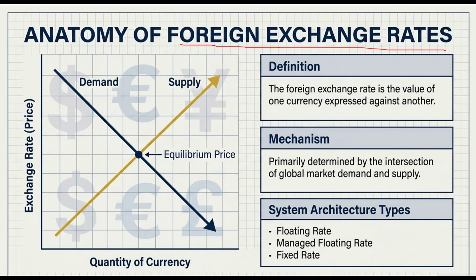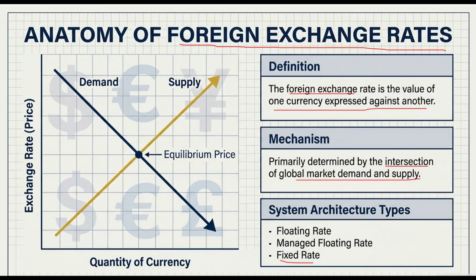Okay, so basically, the foreign exchange rate is the value of one currency expressed against another, and it is determined by the intersection of global market demand and supply. You can see here there are three main systems: floating exchange rate, managed floating exchange rate, and fixed. A floating exchange rate is completely based on the market. Whenever the market demands more foreign currency, the price will hike, and when it doesn't want it, the price will plummet. At the same time, a fixed rate is fixed by the central bank, but the issue is that they won't be changing it regularly, which will cause some troubles.